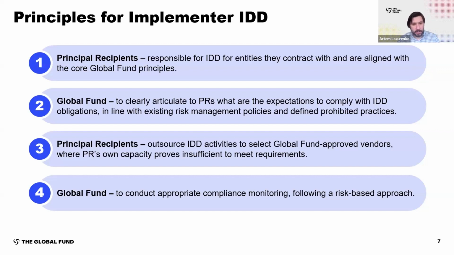As a third principle, we understand that some principal recipients might face constraints in terms of their capacity to conduct IDD. They might need to rely on some external help for integrity due diligence. So the Global Fund will onboard a panel of approved vendors that principal recipients can choose to use where their capacity is insufficient at the moment to meet the current requirements. I will talk a little bit more about how that support will be provided towards the end of the presentation.